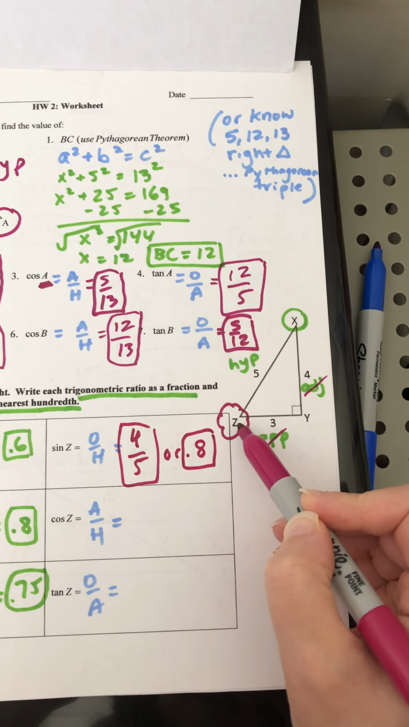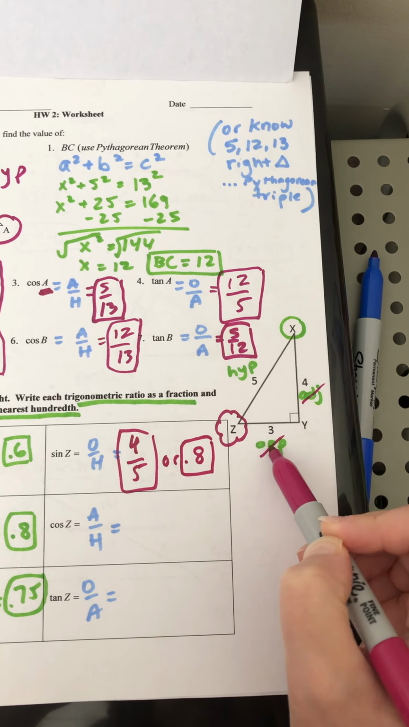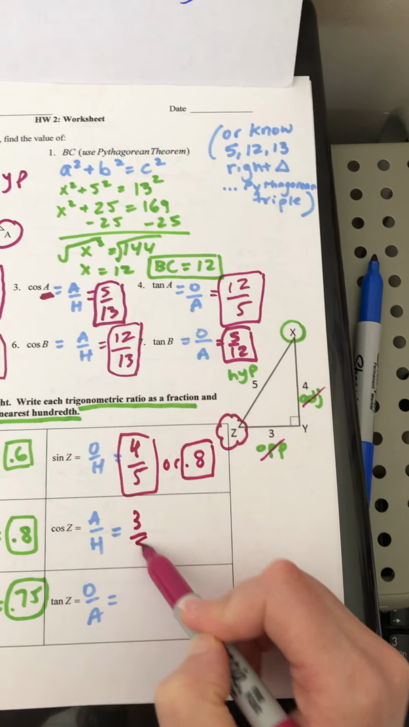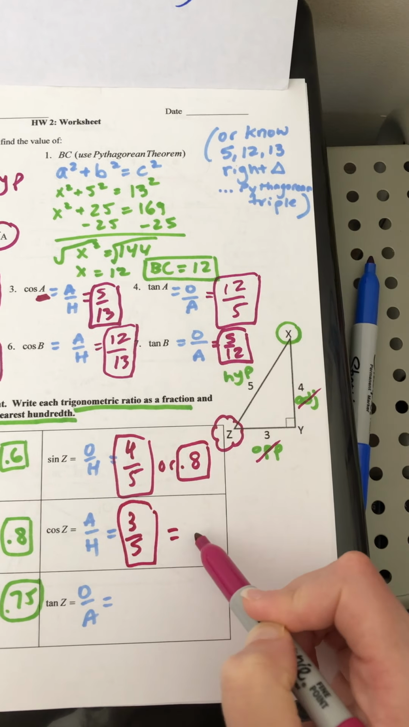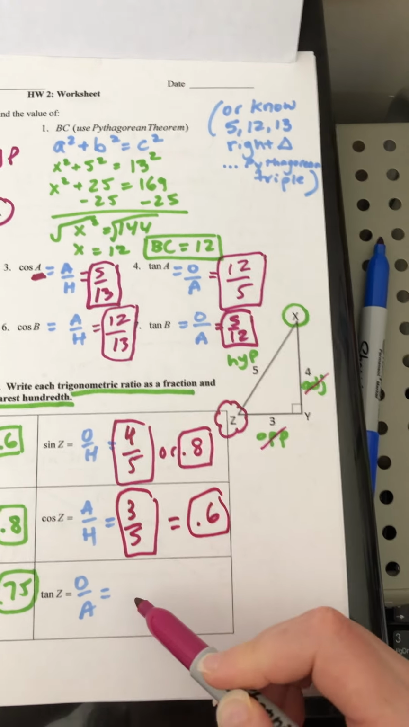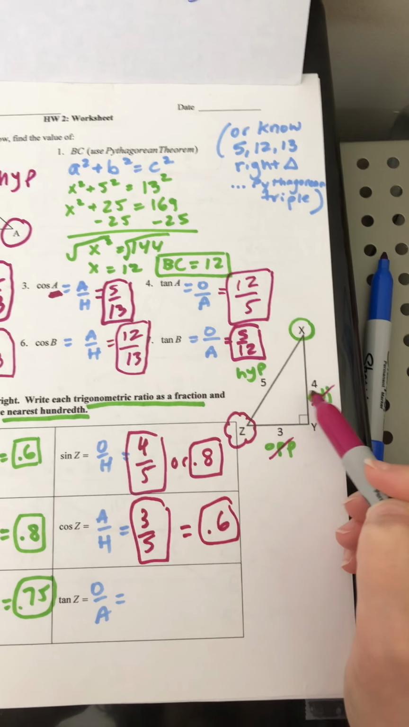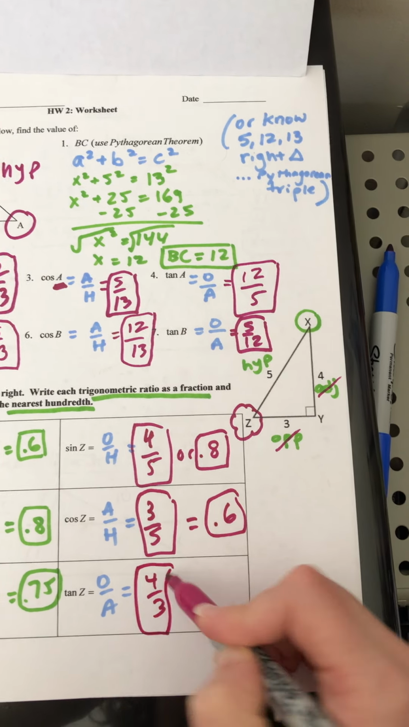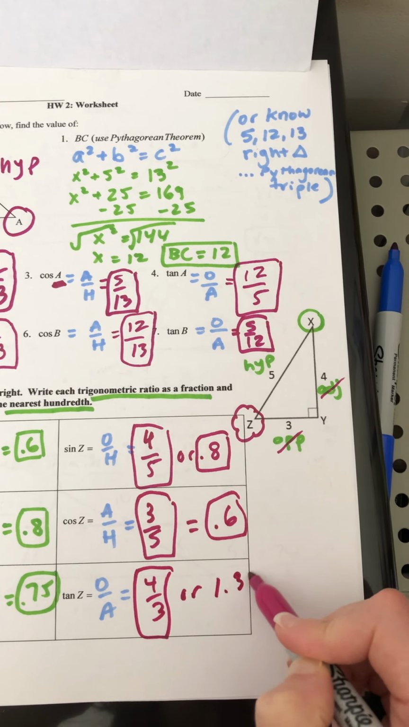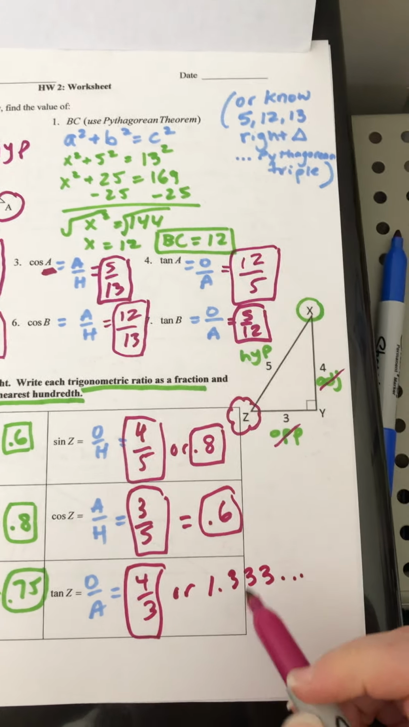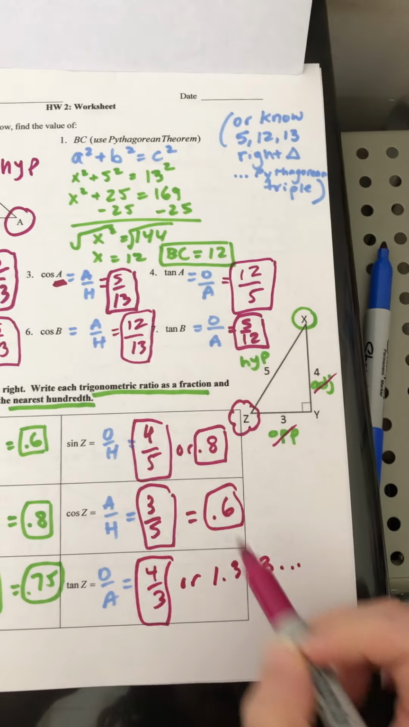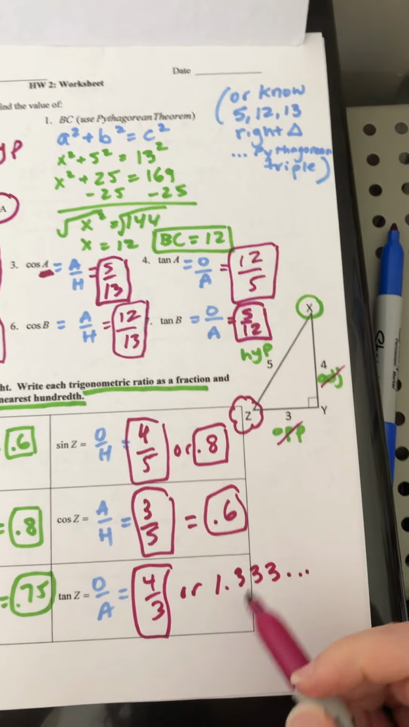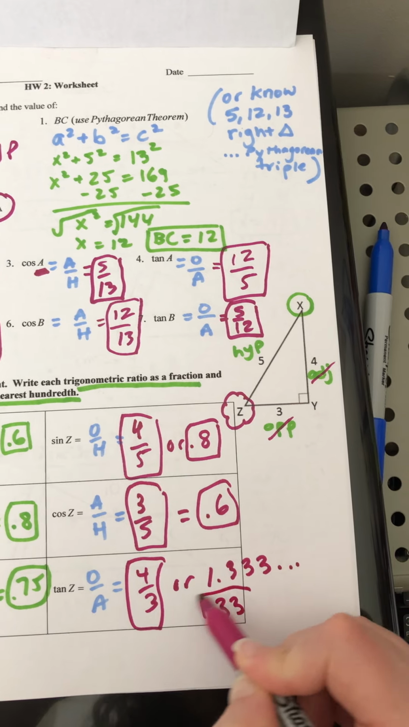Z, okay, go to Z, and we think cosine, adjacent. Adjacent here, 3 over hypotenuse 5. 3 divided by 5 is also 0.6. And opposite over adjacent, opposite 4, adjacent 3, 4/3. And that's a decimal 1.3 repeating. So the way we write that down, okay, well, they want us to round to the nearest hundredth, that's 1.33.